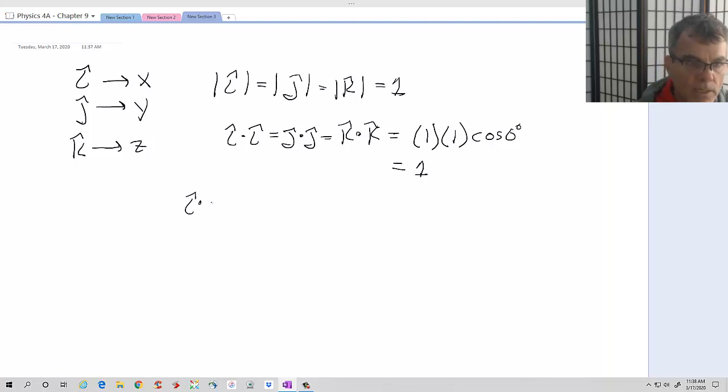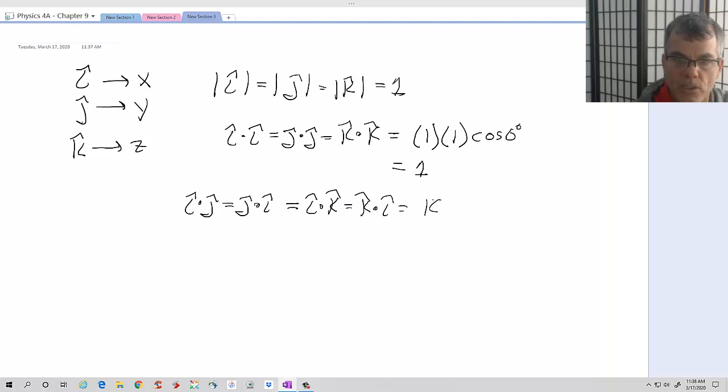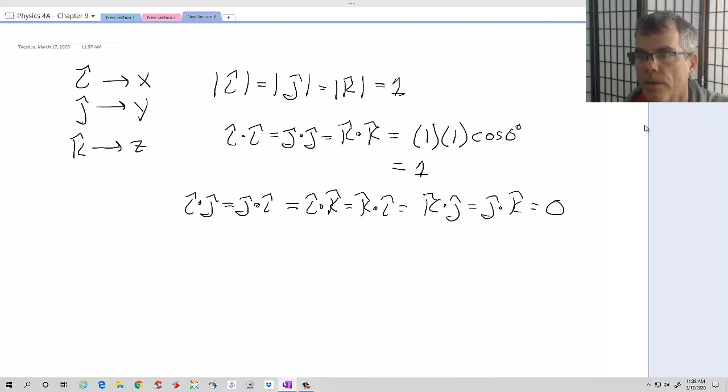Now any unit vector dotted with a different unit vector. So I dot J or J dot I or I dot K or K dot I or K dot J or J dot K. These all give values of 0.